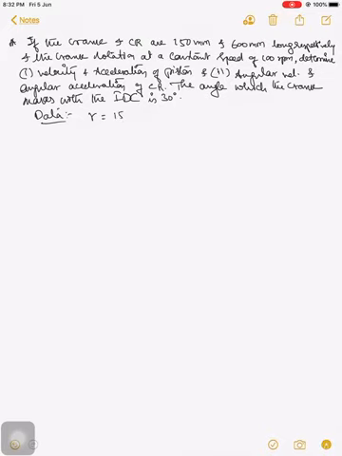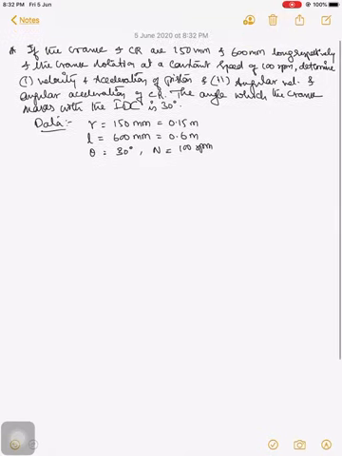length of the crank or radius of the crank is given as 150 millimeter, that is equal to, convert that into meter, that is 0.15 meter. Then length of the connecting rod is also given 600 millimeter, so that will be equal to 0.6 meters. Theta is given 30 degrees, that is the angle which the crank makes with the inner dead center. And the crank rotation speed is also given, that is 100 rpm, which is the constant speed with which it is rotating.